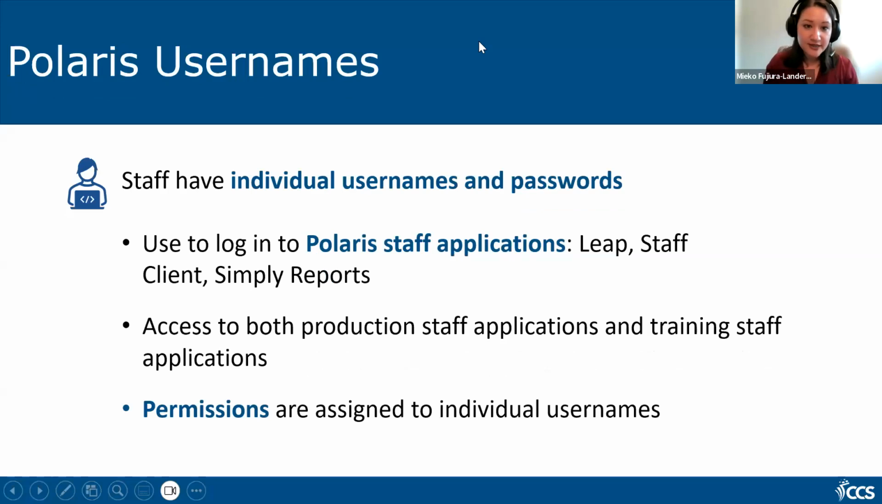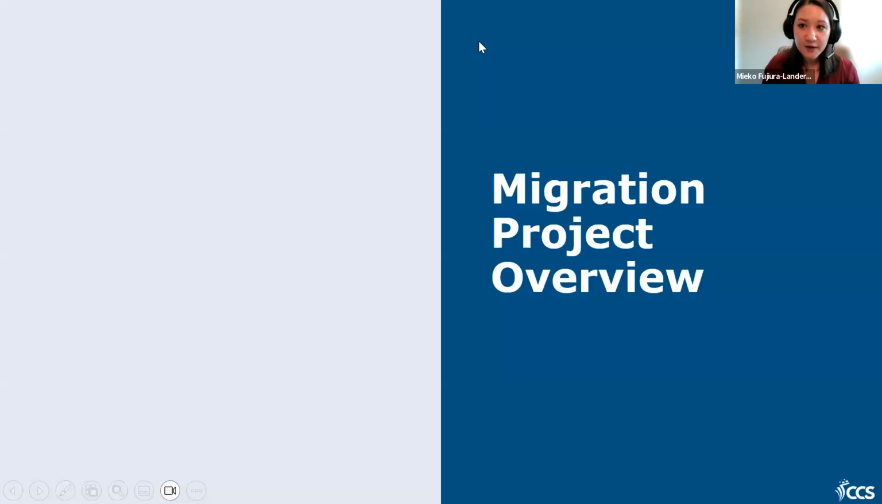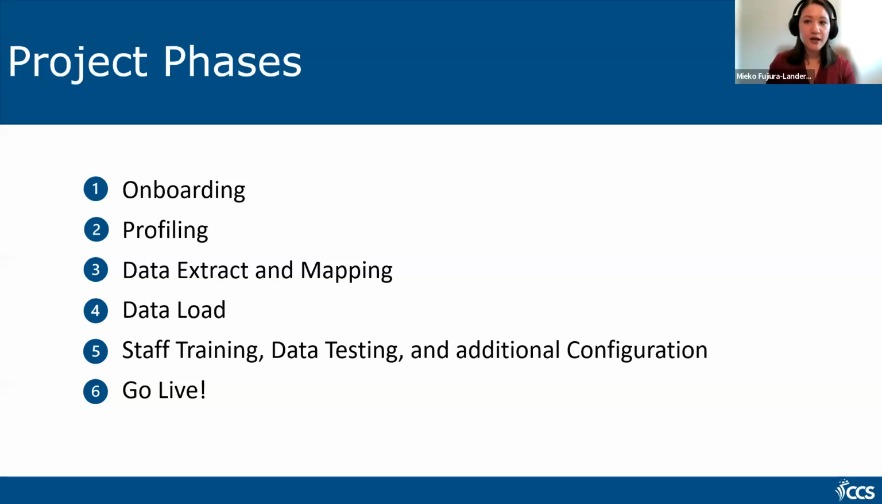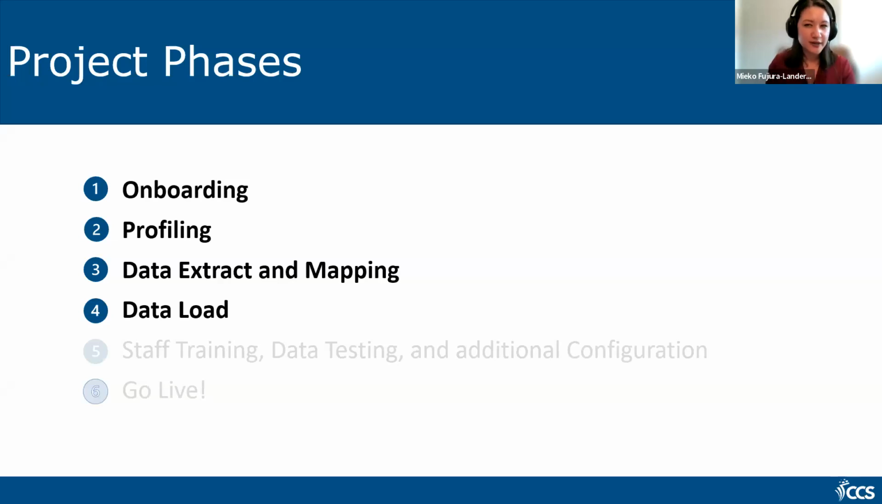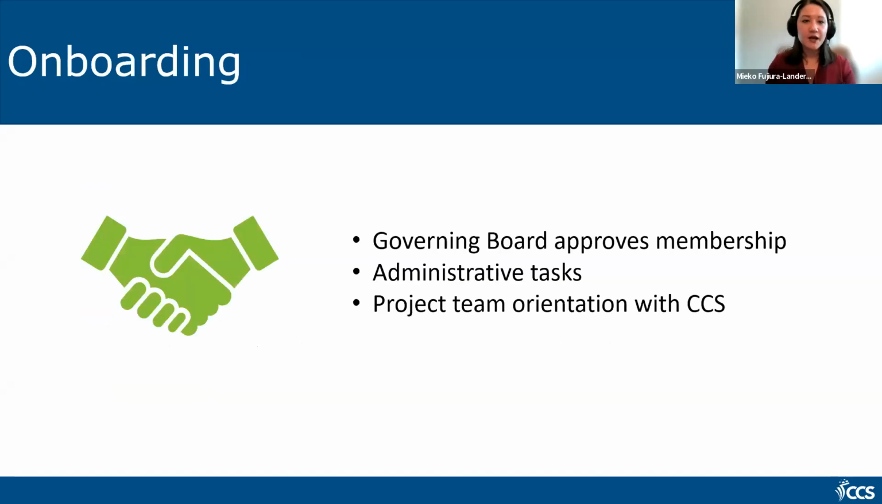So let's finish today up by talking about the migration project. So there are 6 major phases in a migration project. We have finished up with 1 through 4. So we are now in the training, data testing, and additional configuration stage of the project. So quickly recapping these completed phases, just so you know what happened at the first stages.